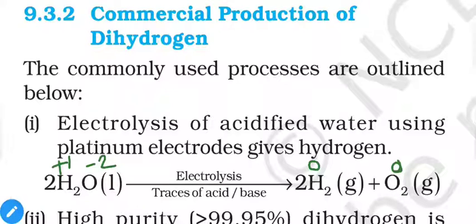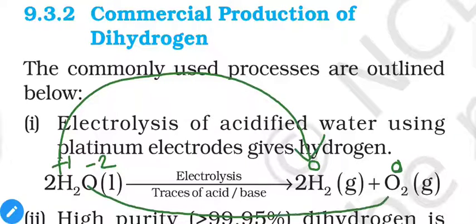So hydrogen is gaining electrons, that means +1 to 0 oxidation state, that means it undergoes reduction, and oxygen has -2 oxidation state, and finally it gives 0 oxidation state, that means oxidation reaction, the oxidation state increases or electrons are released.